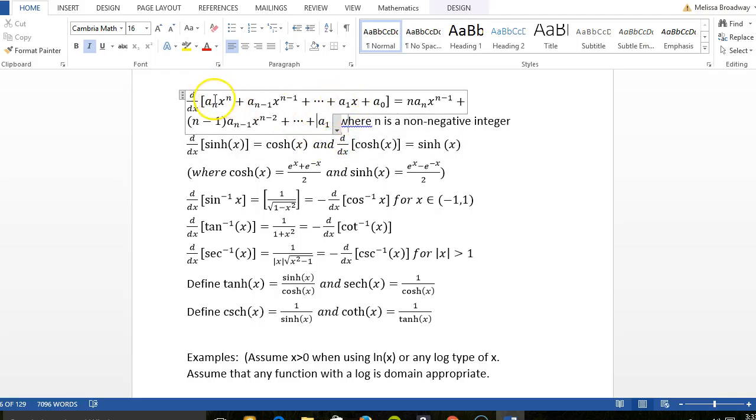So what's going on here? I get n a sub n x to the n minus 1. I decrement the exponent down by 1 and bring the n down. So it's n times the same a sub n. a sub n is just a constant fixed real number. So I get n times a sub n times x to the n minus 1, plus (n minus 1) times a sub n minus 1 x to the n minus 2, plus (n minus 2) a sub n minus 2 x to the n minus 3, plus (n minus 3) a sub n minus 3 x to the n minus 4, plus so on and so forth.